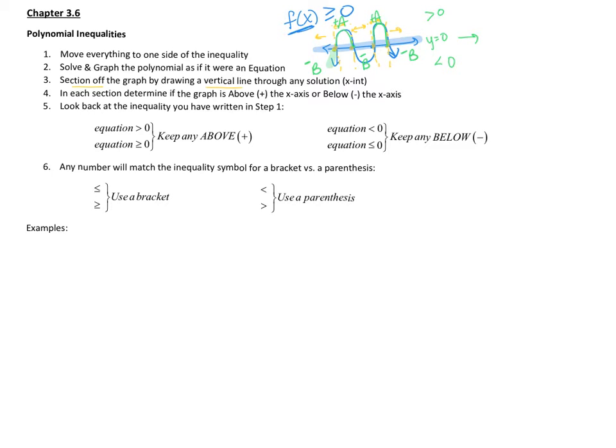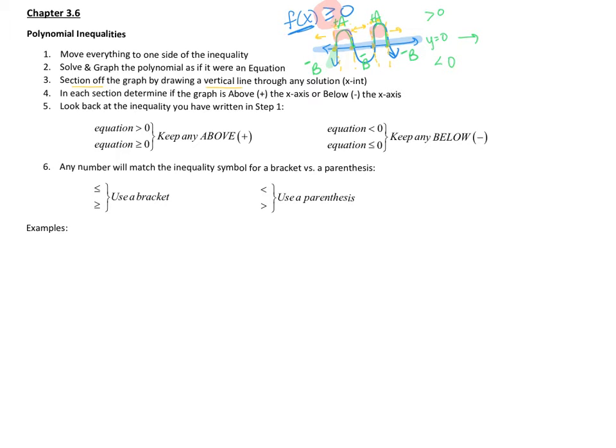So when I look back to my function, I'm going to ask, what does this inequality really say? Well, my inequality here says that I am greater than or equal to 0. So greater than 0 means that I'm going to keep this piece because it was above, and this piece because it was above.